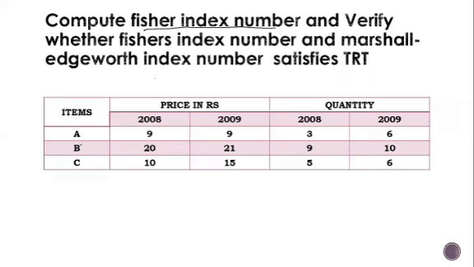Okay, items A, B, C are given, and price in rupees for 2008 and 2009 is given. So 2008 is the base year, so it will be P0. 2009 price, current year price, so it will be P1. Quantity is also given, 2008, that is Q0, base year quantity. 2009 is current year quantity. So we need all this information.